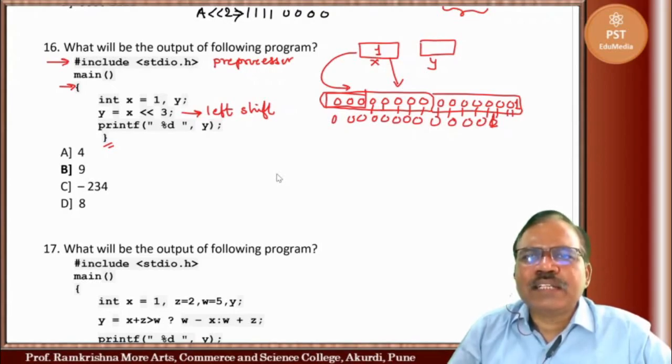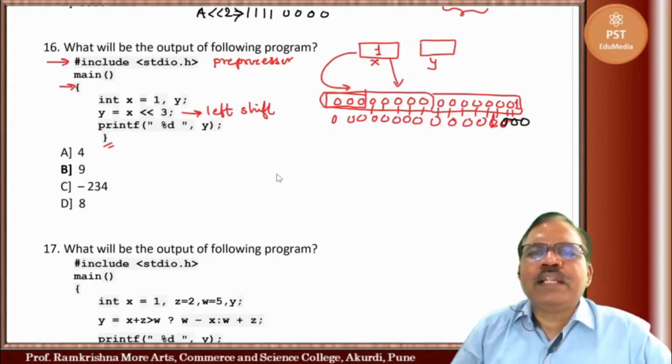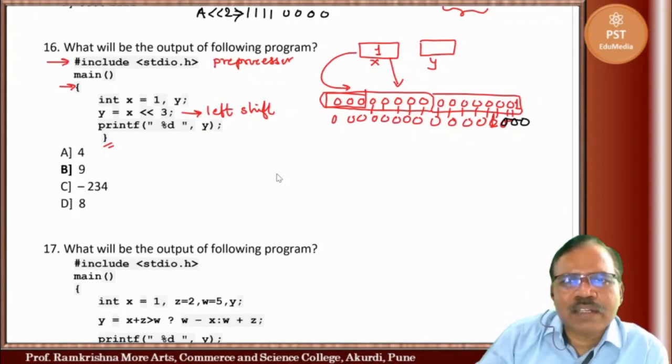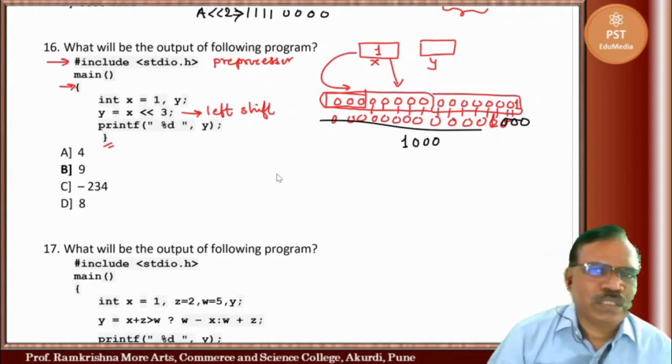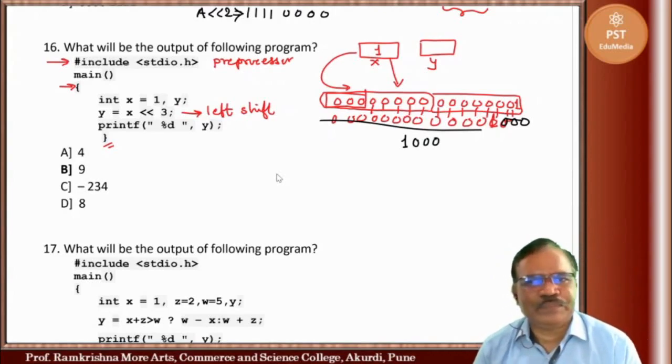And how many bits remain vacant? 3. Now these 3 bits will be filled with 0. So what is your number? If we forget about this, the binary number is 1000 because the bits are shifted by 3.